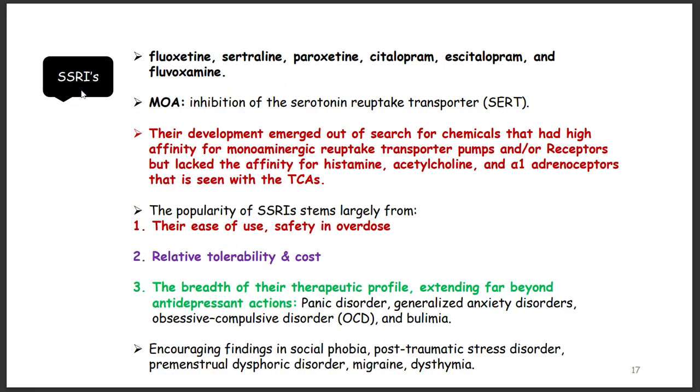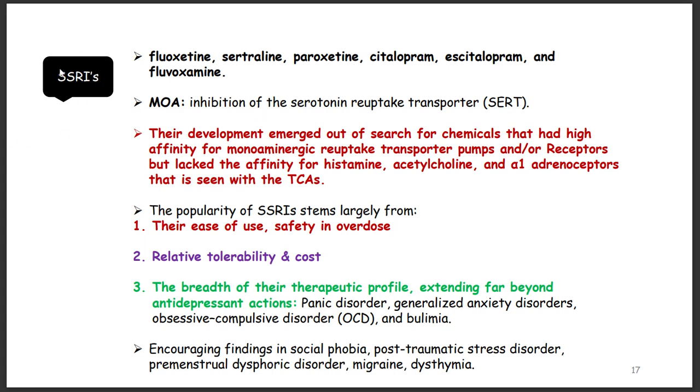While the selective serotonin reuptake inhibitors, these ones include fluoxetine, sertraline, paroxetine, citalopram. These guys are basically inhibiting the reuptake of serotonin, specifically serotonin alone. And the way they were developed is because they were trying to look for a drug that would be better than the tricyclic antidepressants, because the tricyclic antidepressants were also antihistamine, anticholinergic, and also alpha-1 antagonists. So they were trying to look for a drug that won't work on those receptors, and then they found these guys, and they are only selective to serotonin.